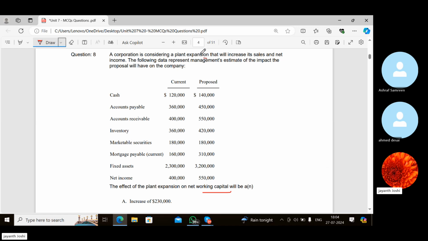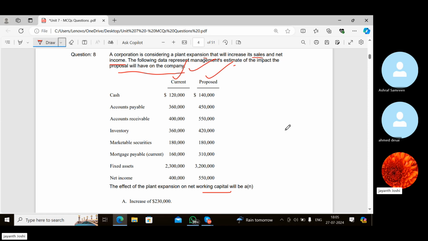So a corporation is considering plant expansion that will increase its sales and net income as well. Following data represent management's estimate of the impact the proposal will have on the company. So current situation and the proposed after purchasing the plant. The following data represent management's estimate of the impact the proposal will have on the company. So effect of plant expansion on working capital will be dash.